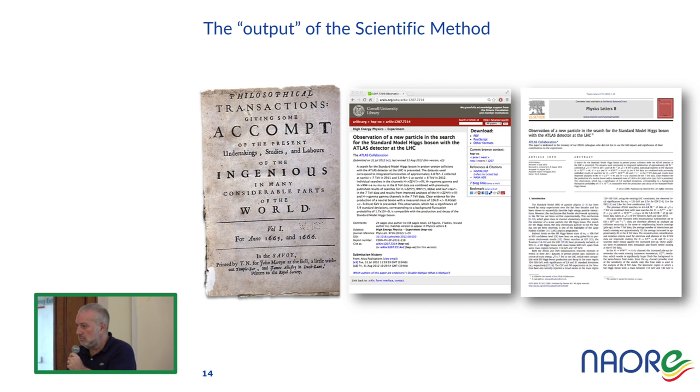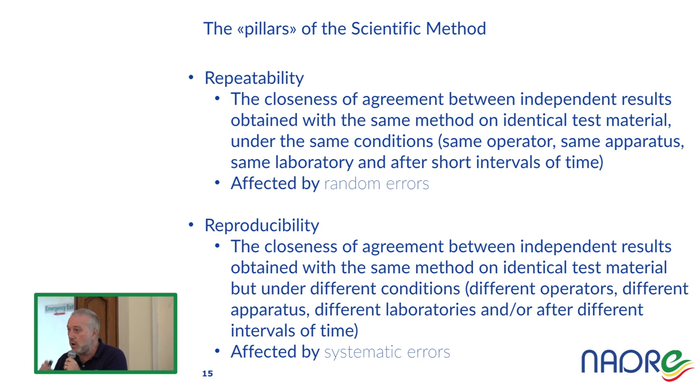Nevertheless, despite the fact that data are very important, science is transferred from one generation to the other through publications. Since the first scientific journals in the middle of the 17th century, science is spread through publications. So you have journals, and basically we transfer science, we disseminate science through publications. But science, or the scientific method actually, is based on two fundamental pillars. The scientific method requires that experiments should be repeatable and experiments should be reproducible.